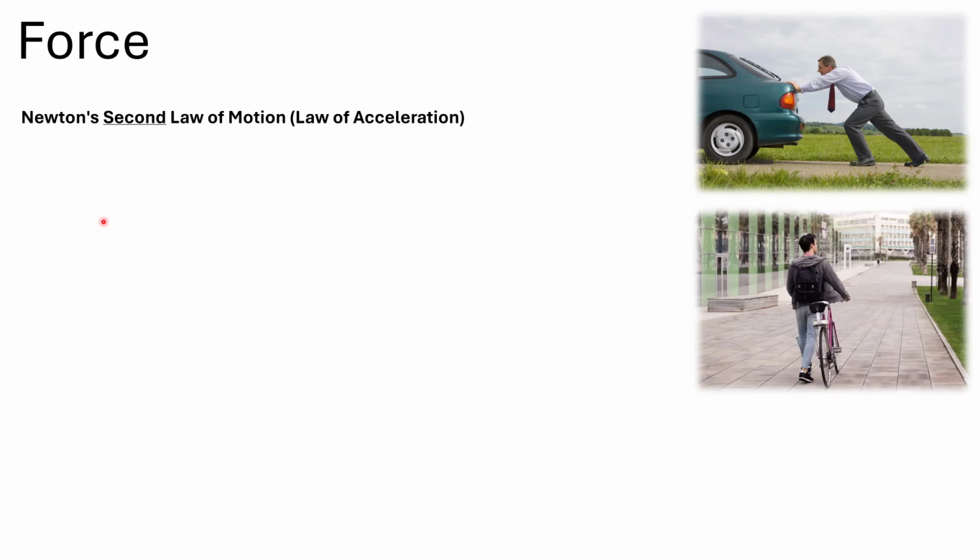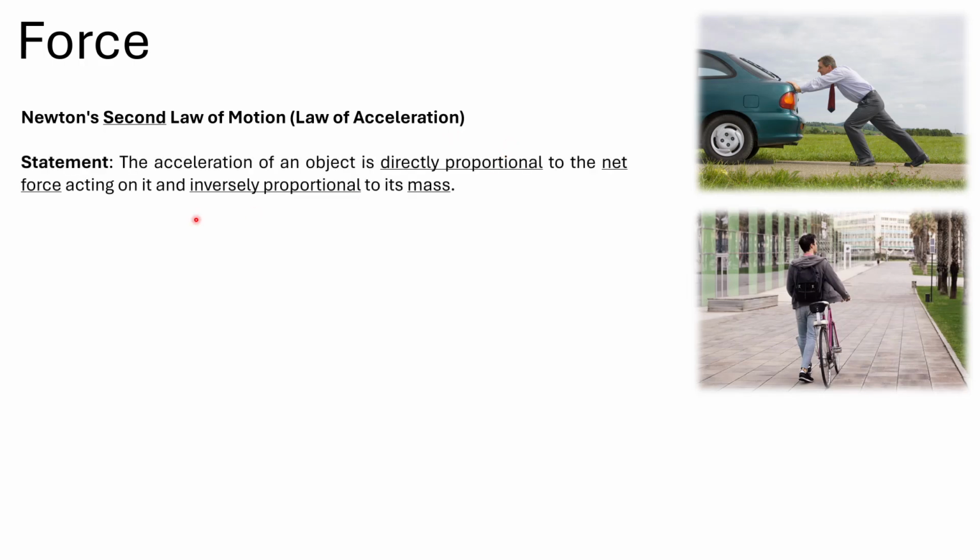Newton's second law of motion, which is also called the law of acceleration. It states that the acceleration of an object is directly proportional to the net force acting on it and inversely proportional to its mass. So this law quantifies the effect of force on the motion of an object. It tells us that an object will accelerate in the direction of the net force applied to it, and the amount of acceleration depends on the object's mass.